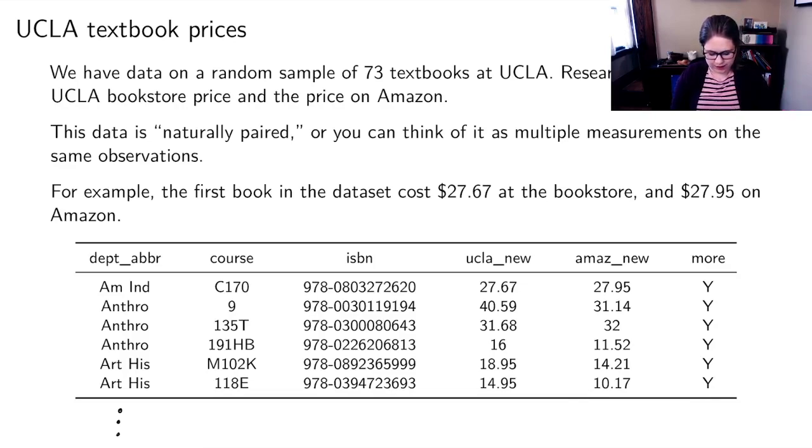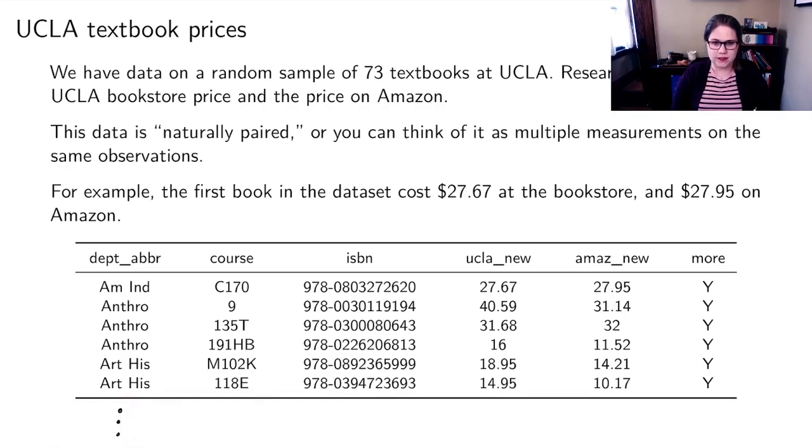If you look at this first row, this is from American Indian Studies. Here's the course number. Here's the ISBN, which is like an identifier for a book. Here's what the book costs at UCLA in the bookstore, new, $27.67. And then on Amazon, it costs a tiny bit more, $27.95. And then there's this variable "more," which is just whether there were more books required for that particular class. I've got some anthropology books, some art history books, etc. And it looks like it's in alphabetical order.